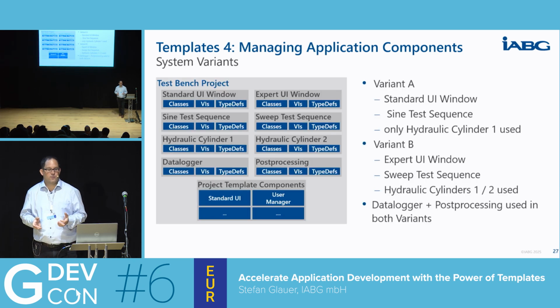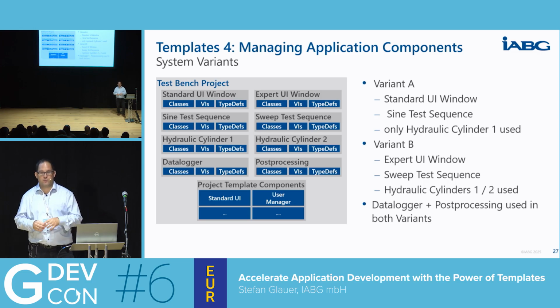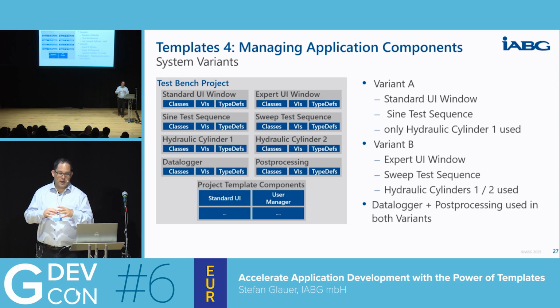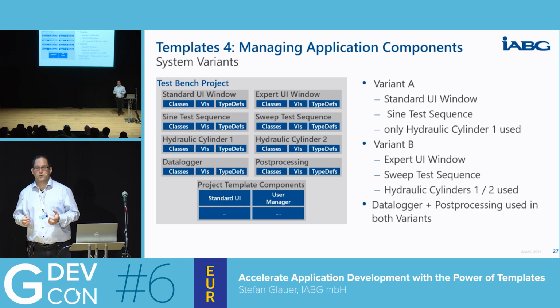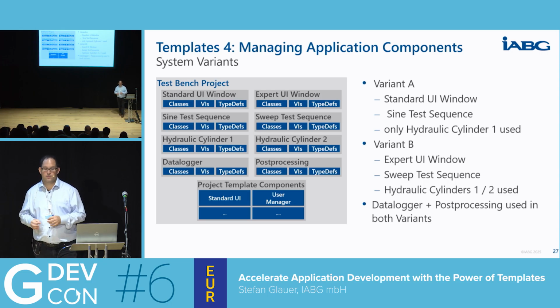And what's possible with this, now you can support different system variants. And for each system variant, we made a custom folder with all configurations. And we have one level higher configuration file which points to the system variant we want to launch. And then the system variant launches. For example, we have the variant A with the standard user interface, the sine test sequence, only hydraulic cylinder 1 is used. And we have a variant B with the expert user interface, a sweep test sequence, and both hydraulic cylinders are used. The data logger and the post-processing is used by both variants.